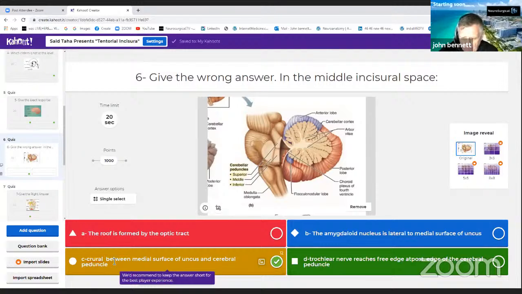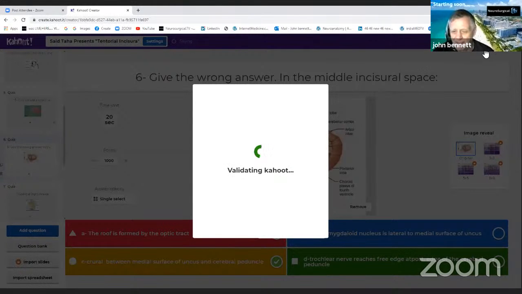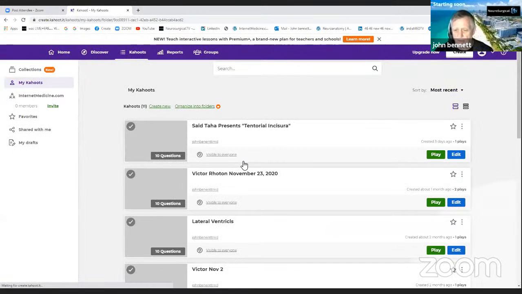Okay, the roof formed by, give the middle incisor space. The optic. You know, that's okay. We're going to have to live with this. It's not a big deal. No, it's okay, don't worry about it. It's not perfect. Nothing's going to be perfect.